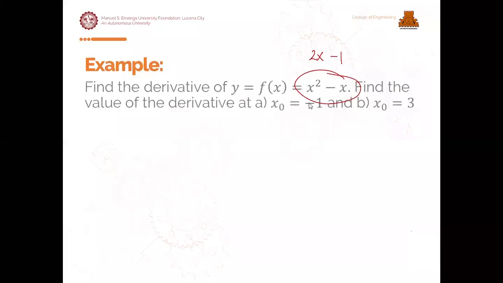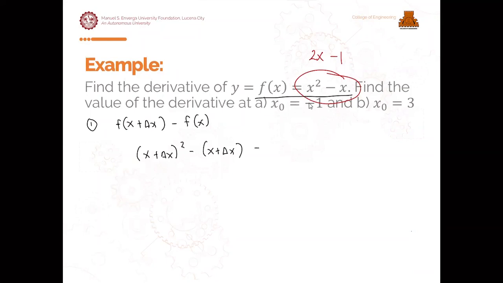Okay? So, yung first step natin, sabi, yung lahat ng x value natin, sa-substitute natin ng x plus delta x, tapos maminusan natin ng f of x, ng original function. So, yung f of x natin is ito. So, sa-substitute natin x plus delta x, so we have (x plus delta x) squared minus (x plus delta x) minus, so ito yung first pa lang natin ha, ito pa lang yung f of (x plus delta x). Okay? So minus f of x, so yung original natin na x squared minus x. Okay?